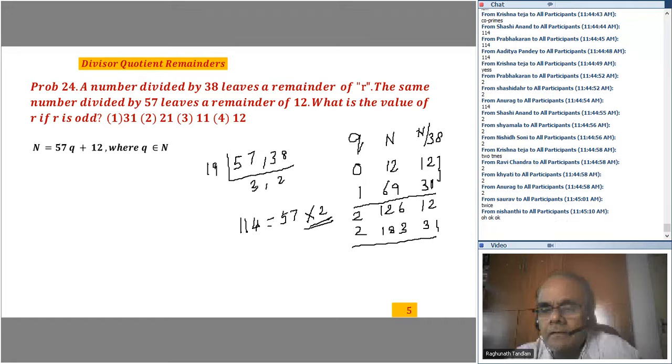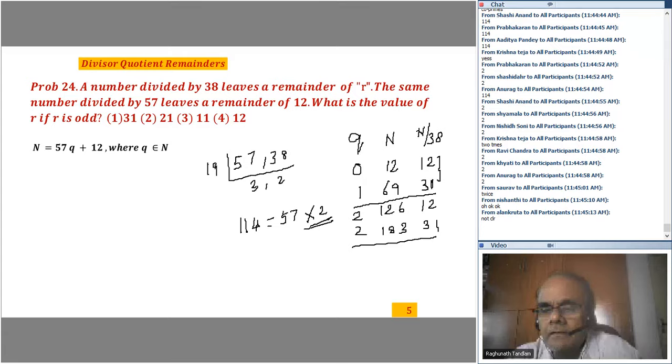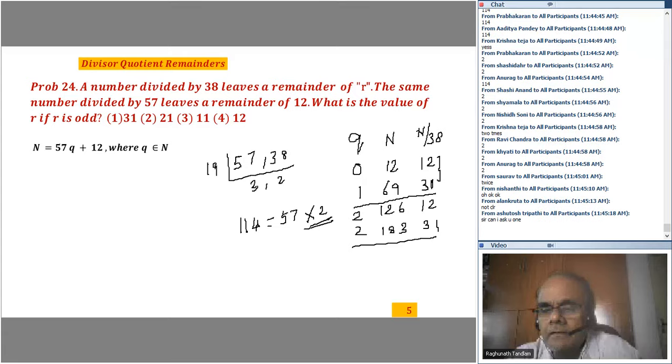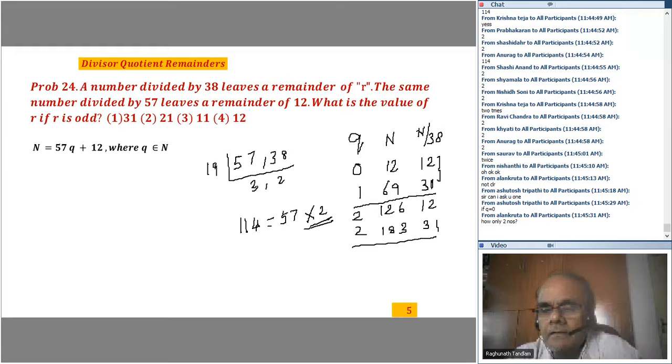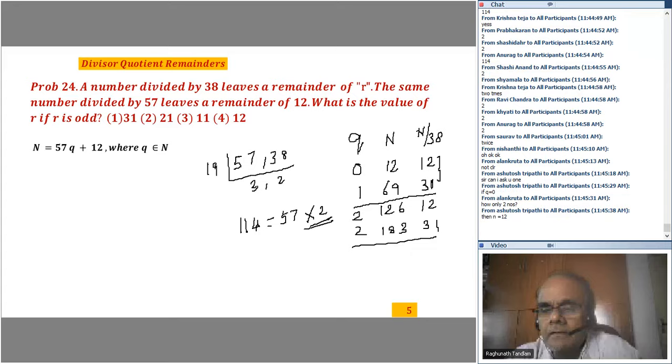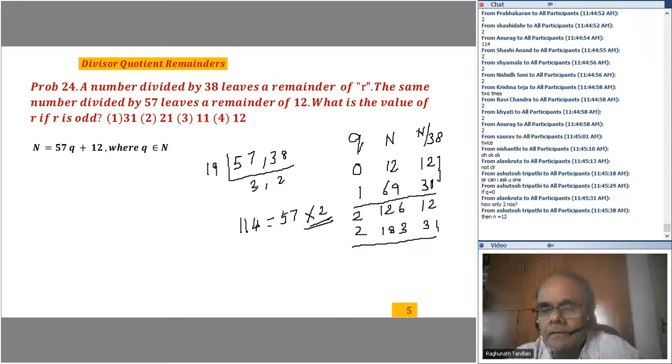Are we clear now? Which is not clear, look at that. Is 31 not clear? Yeah, tell me. Ashutosh, you can ask me. You can ask a doubt, Ashutosh, quickly. Alankita, can I answer Ashutosh's doubt first and then answer? Yes, Ashutosh, what's your doubt?